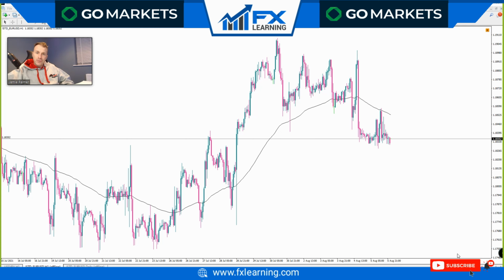Now I've added a 50 moving average because it's just an all-round level moving average, and it tells me what is happening on the charts right now. What is the particular trend that is happening right now while I'm doing my trading.